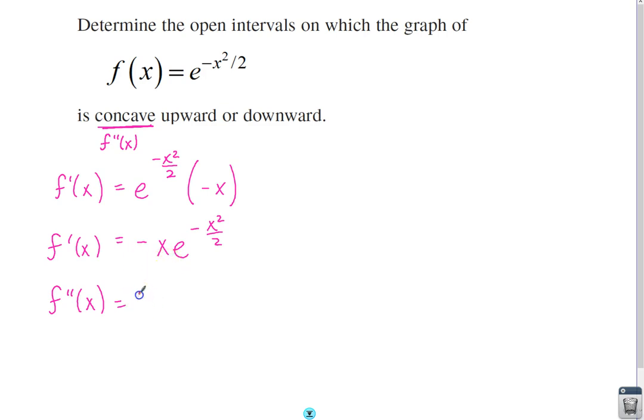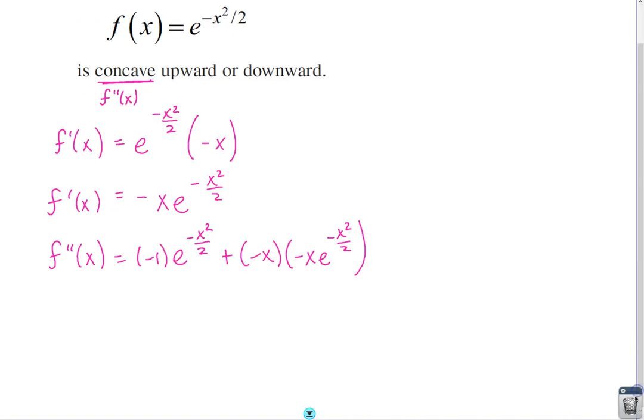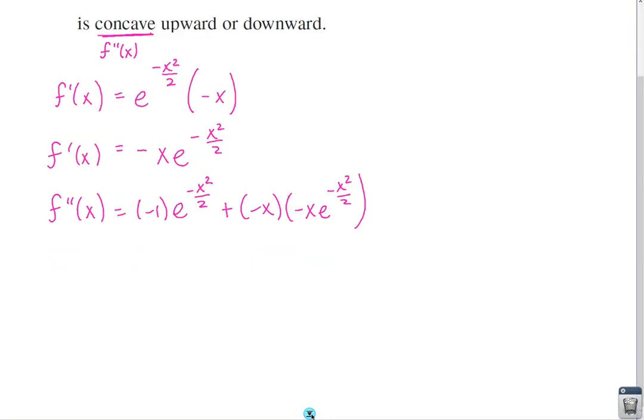So, derivative of the first, negative 1, times the second, e to the negative x squared over 2, plus the first, times the derivative of the second, which, oh, we already know what that is because we've already taken the derivative of that. So that's going to be times negative x e to the negative x squared over 2. Okay, so let's see if we can clean this up just a smidge here. So we're going to have negative e to the negative x squared over 2. Negative times a negative is a positive, so plus x squared e to the negative x squared over 2.